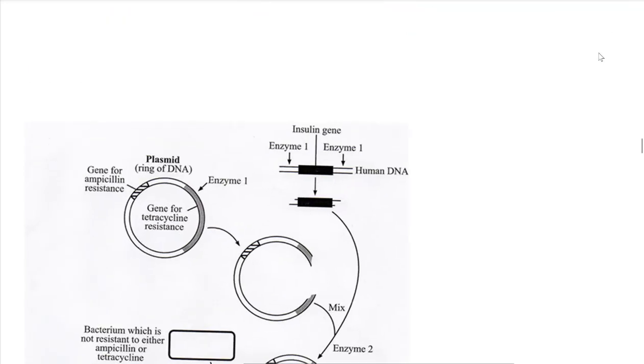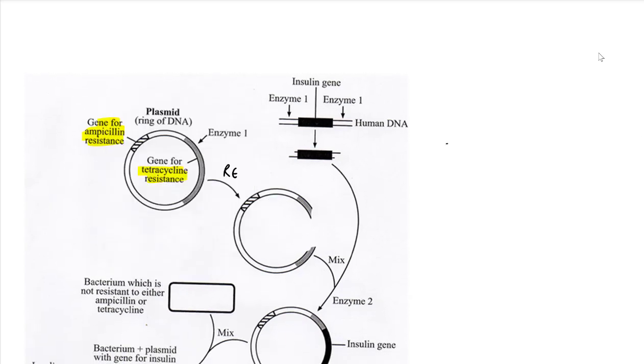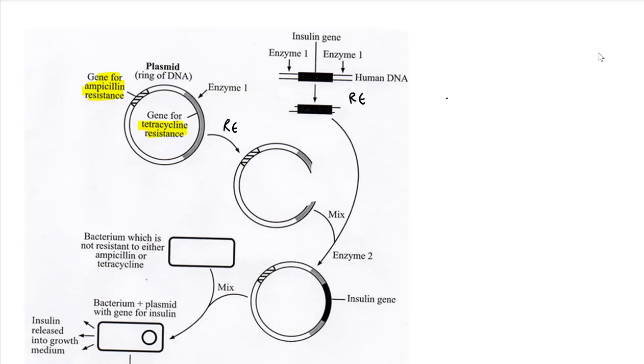So here we have the plasmid, and in this plasmid we've got a gene for ampicillin resistance and a gene for tetracycline resistance. The gene in this part is the bit with the lines, and the gene in this part is the shaded part. So we use a restriction enzyme to cut the plasmid open, and you'll notice here that we're cutting the tetracycline resistance gene. We've also got the human DNA, and we would cut this out using the same restriction enzyme, so that we've got complementary sticky ends. This little section shows sticky ends on the ends of the human gene. We mix them together and we've inserted the human insulin gene into the middle of the tetracycline gene.